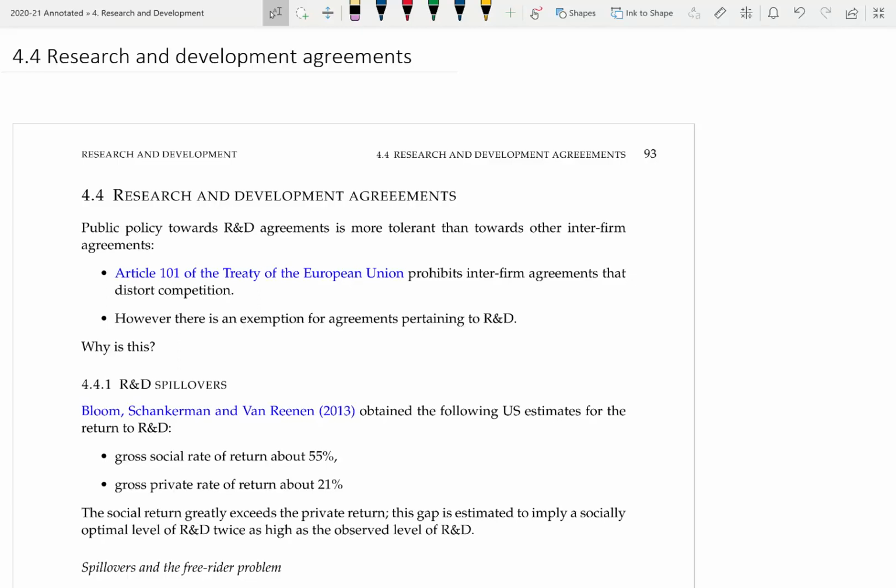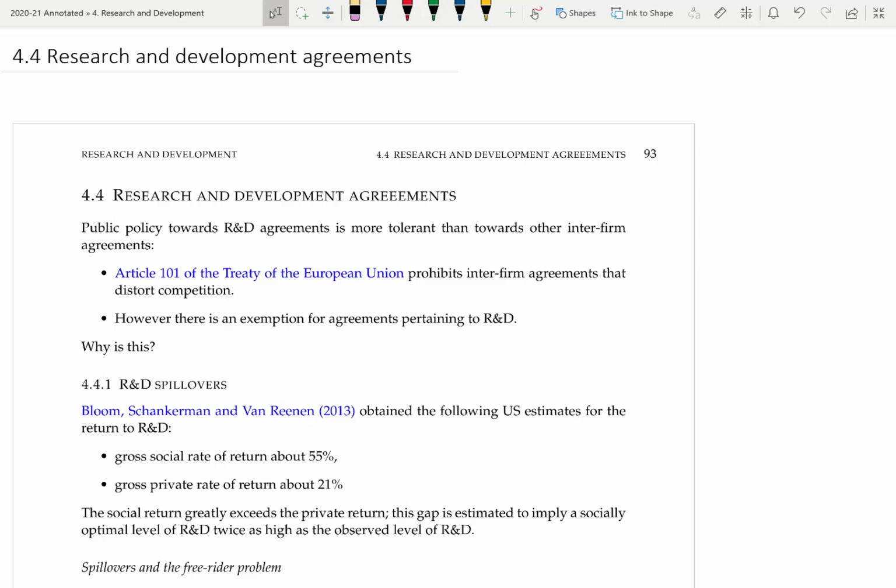In this video, we're going to look at research and development agreements. So we know that collusion between firms is usually frowned upon. So there are regulations against firms colluding on price or quantity. For example, Article 101 of the Treaty of the European Union prohibits inter-firm agreements that distort competition.